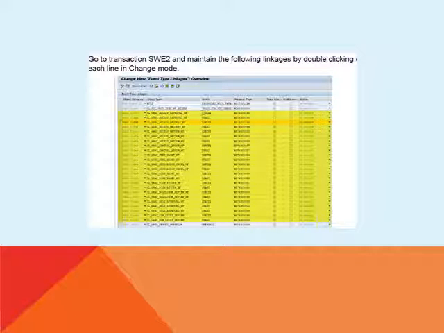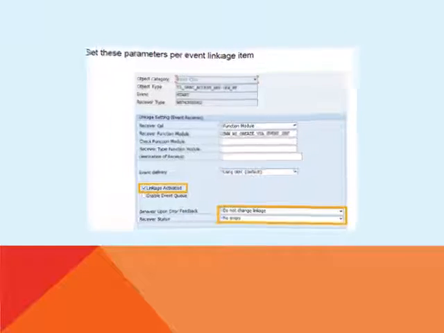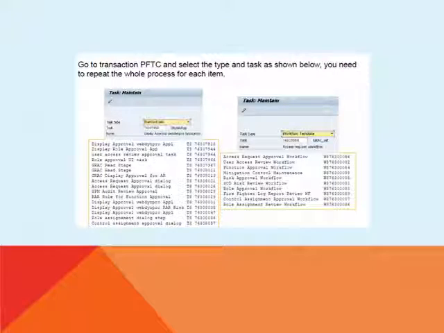Now execute transaction SWA2 and maintain the following linkages by double clicking each line in change mode. Set these parameters: linkage activated should be checked, behavior upon error feedback should be do not change linkage, and receiver status should be no errors. After completing that, come back and execute transaction PFTC. The task type should be standard task and workflow templates. The two tasks should be maintained here.